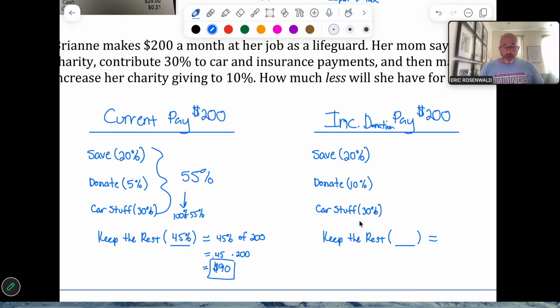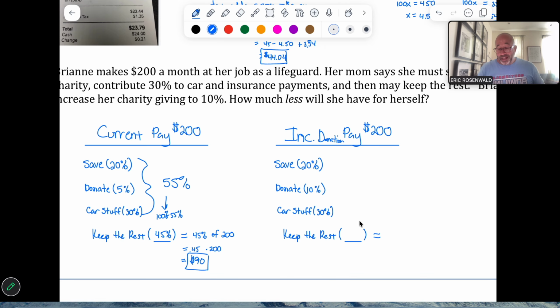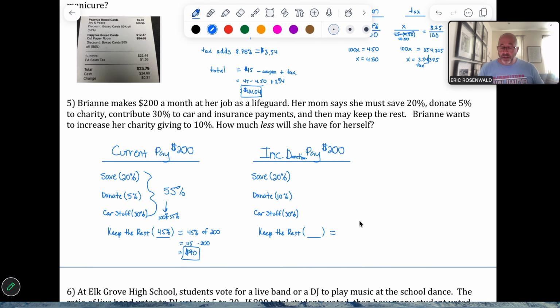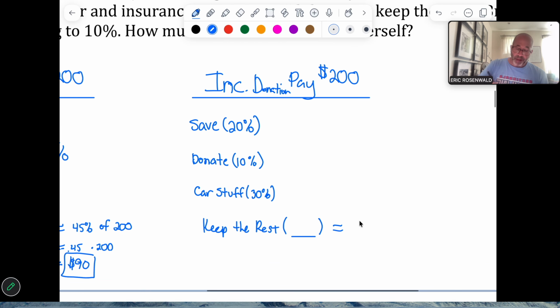Okay? For the next part, it says, all right, well, if she decides to go ahead and increase her charity giving to 10%, now how much less is she going to get to keep for herself? Well, she didn't change how much she's saving, and she didn't change the car stuff. She's just changing the donation amount. And so what ends up happening is this total amount right here is now going to become 60%. So 60% of her money is now going into something, right? She gets to keep the rest.